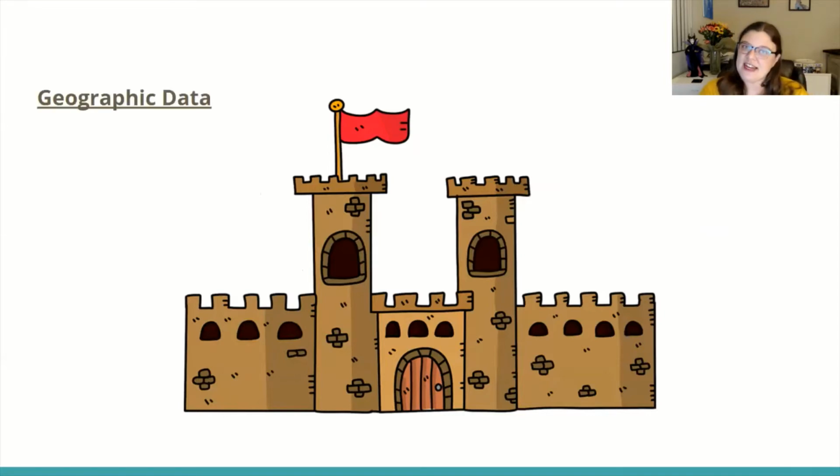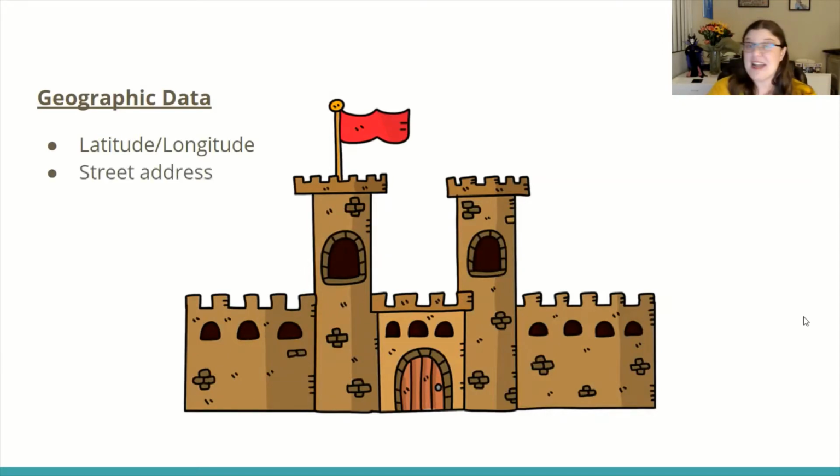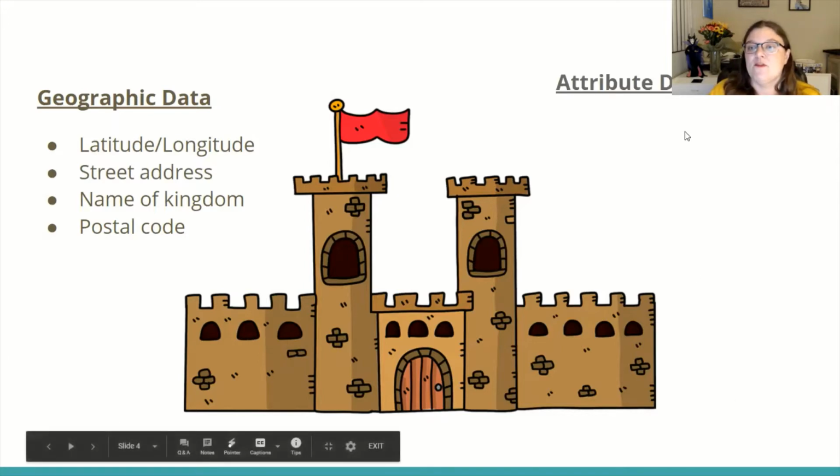So the geographic data you might have for your castle could be, again, latitude, longitude, or your UTM coordinates, or your state plane coordinates, depending on which your reference system is. Your street address, that would be linked to location. The name of your kingdom, for example, city, kingdom, state type thing. A postal code. So anything that ties your data to the earth, to the location, okay?